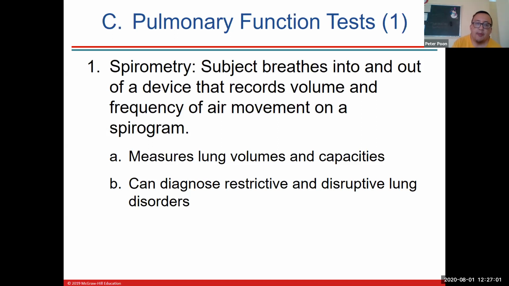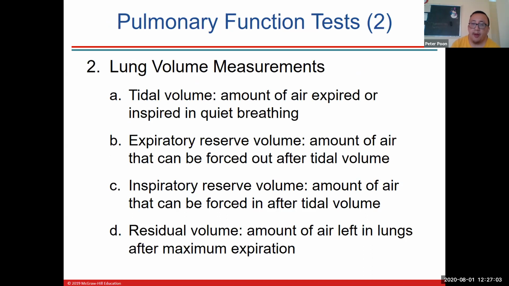So let's talk about a couple of definitions. Right now, you guys are all sitting in your chairs or beds or wherever you're watching this, and you're all breathing, but none of you are breathing very hard. What you're breathing is called the tidal volume. The amount of air expired or inspired in quiet breathing, that's about half a liter of air a breath.